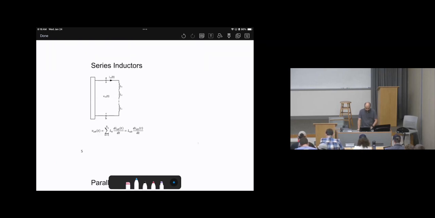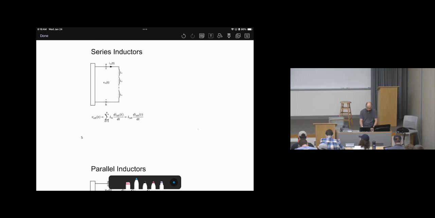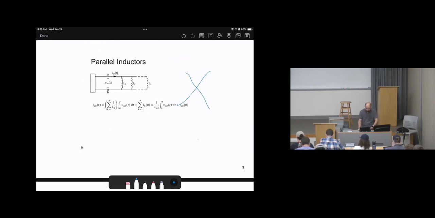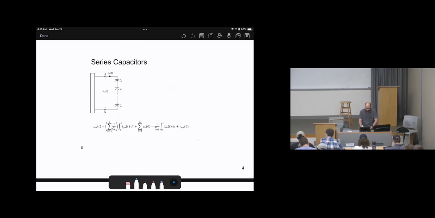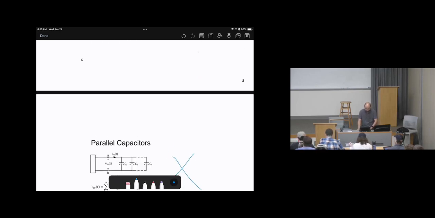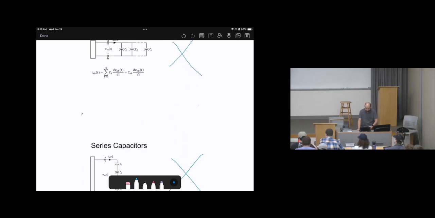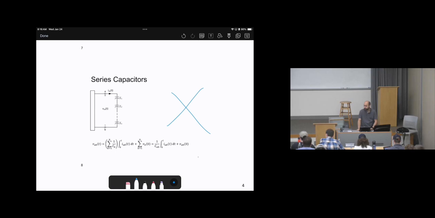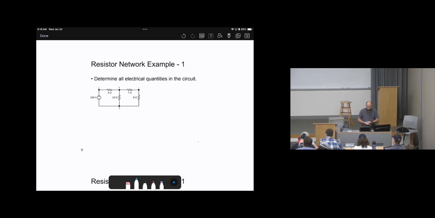Okay, so you will see later here series inductors, parallel inductors. I'm not willing to cover this. Actually, I forgot to delete these slides because last semester I deleted them, but this semester I forgot. So series parallel inductors and series parallel capacitors are not included. The only thing that you need is series and parallel resistance. Now there is a network example.